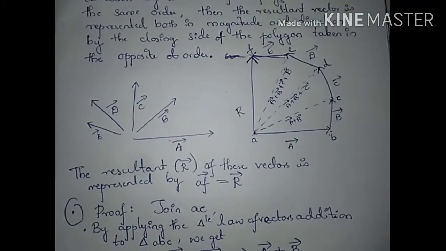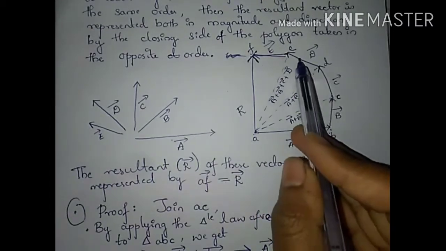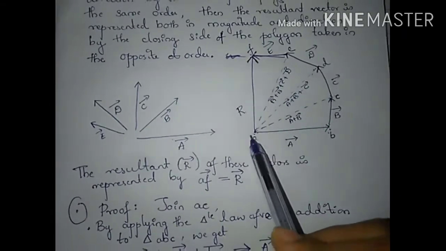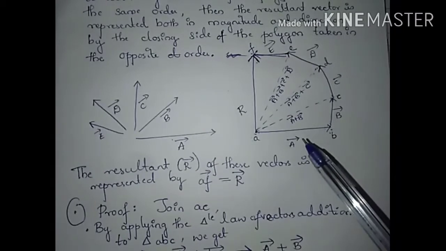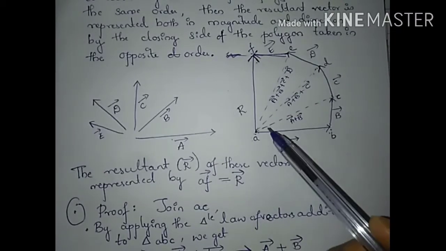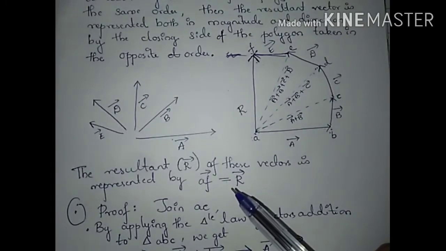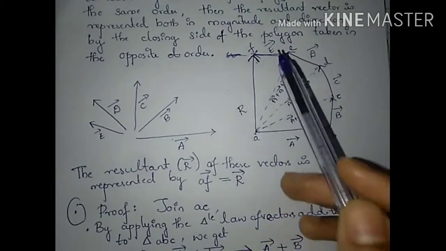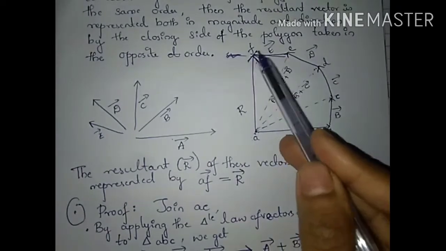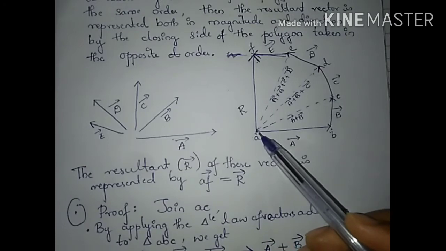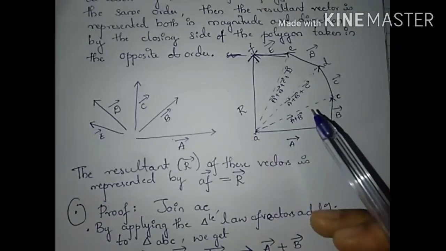So vectors are denoted by drawing the arrow mark on their head. Finally, you have completed all these vectors. Now it's time to find the AF vector. AF vector is a resultant vector. Again, in triangle AEF, you have to apply the triangle law of vector addition and you have to find what is AF.